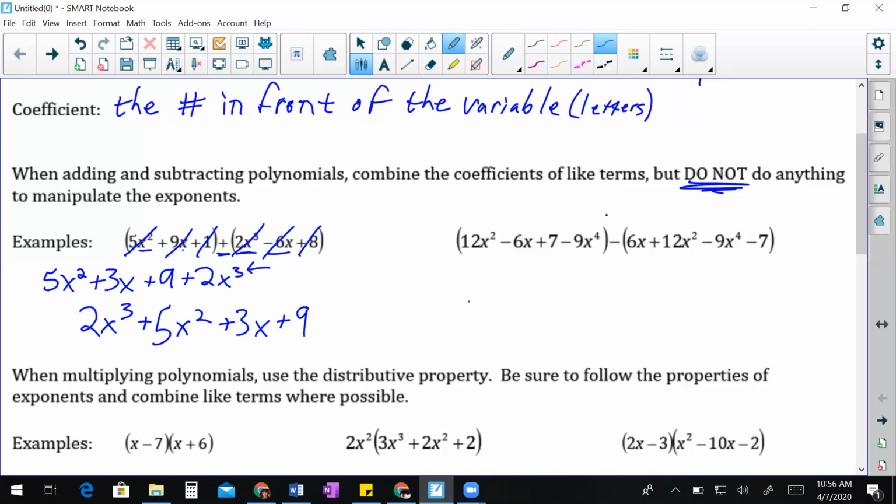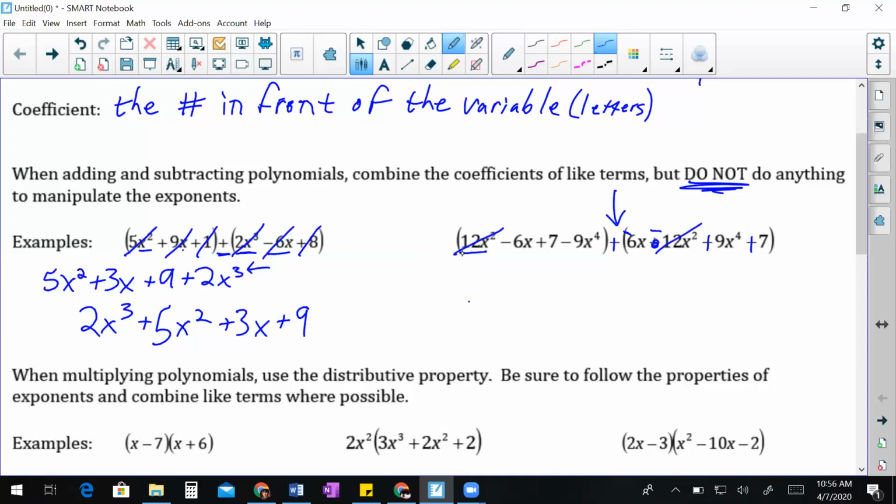Notice here that we have subtraction. Anytime we have subtraction in front of a value in parentheses, we need to change the subtraction to addition and change the signs of every single thing in parentheses. So this becomes minus 6x minus 12x squared plus 9x to the fourth plus 7. All right, then those work left to right. So I have a 12x squared here. Do I have any more x squareds? Yeah, right here, 12x squared. Positive 12x squared minus 12x squared. Well, that's just 0, right? They cancel each other out.